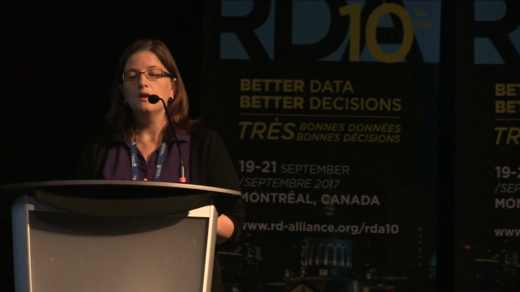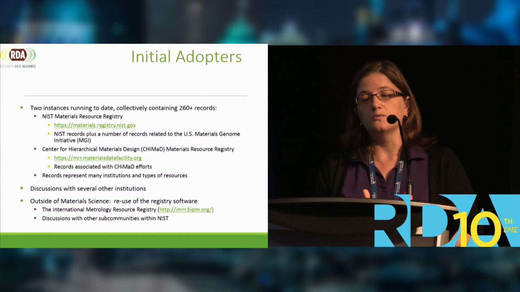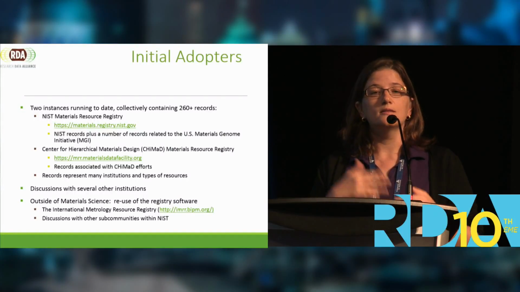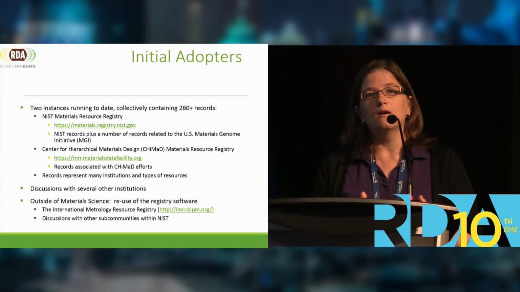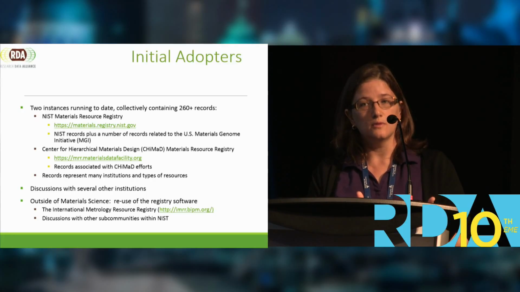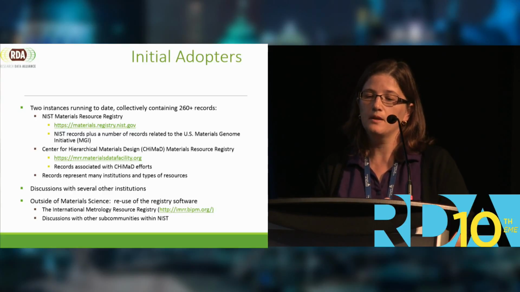The second one, as I mentioned, is at CHIMAD, and that's at mrr.materialsdatafacility.org. And they're focusing on records that are associated with their efforts, both through CHIMAD directly and through some collaborations that they have. And the records represent a number of different institutions and types of resources that are relevant for material science. We're also in discussions with several other institutions, so I'll get to the feedback from RDA at the end, but if there are people who are interested in deploying instances of the registry or working with us to register resources, we'd love to hear about it.